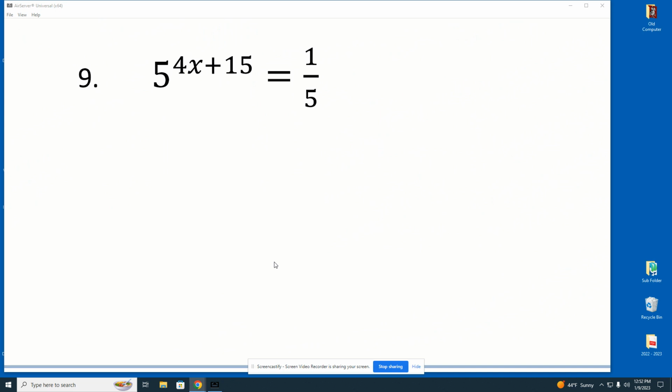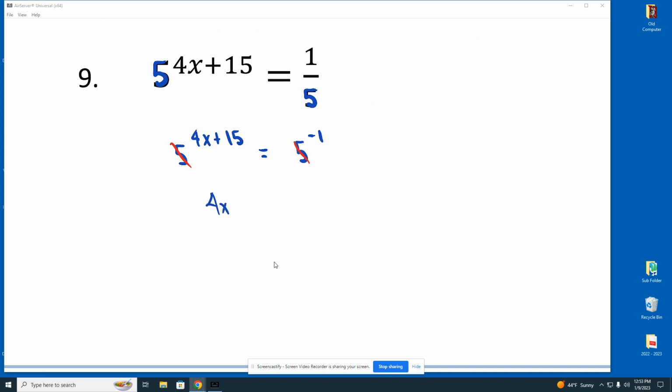All right, number 9. This one tests our ability to remember what? Negative exponents. If I've got this base of 5, and this is a base of 5, actually, this is not a base of 5 on the right side, it's a base of 1/5, but we can make it a base of 5 by remembering how do I move it up? Negative exponents. So I'm leaving the 5 to the 4x plus 15, but I'm going to make this 5 to the negative 1, okay? Now I can drop off both bases, and it's a simple solve.